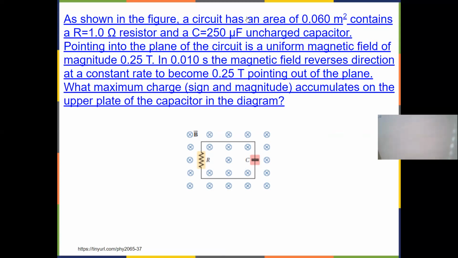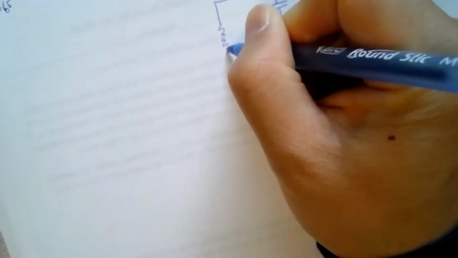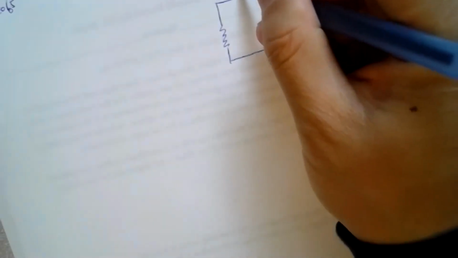So let's analyze and see what the scenario is here. Let me draw the circuit on the paper. We've got a capacitor and a resistor, and then the B field is in that direction, pointing into the paper, sorry. It's the cross going into the paper, so that's the B field.